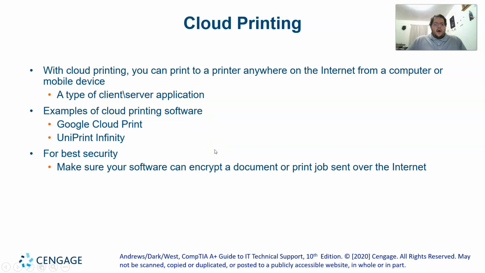Cloud printing is just printing information to the cloud so that mobile devices can print. Instead of printing locally, I could send it over the internet to another printer, to my OneDrive, or to another drive on the internet, like Google Cloud Print. So it prints anywhere on the internet, from a computer or mobile device.